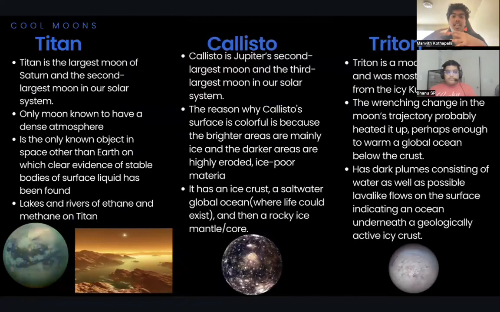Now I'm going to talk about Titan. Titan is the largest moon of Saturn and the second largest moon in our solar system. It is the only moon known to have a dense atmosphere and is the only known object in space other than Earth on which clear evidence of stable bodies of surface liquid have been found. Lakes of ethane and methane on Titan, Saturn's largest moon, have been detected by the Cassini space probe.